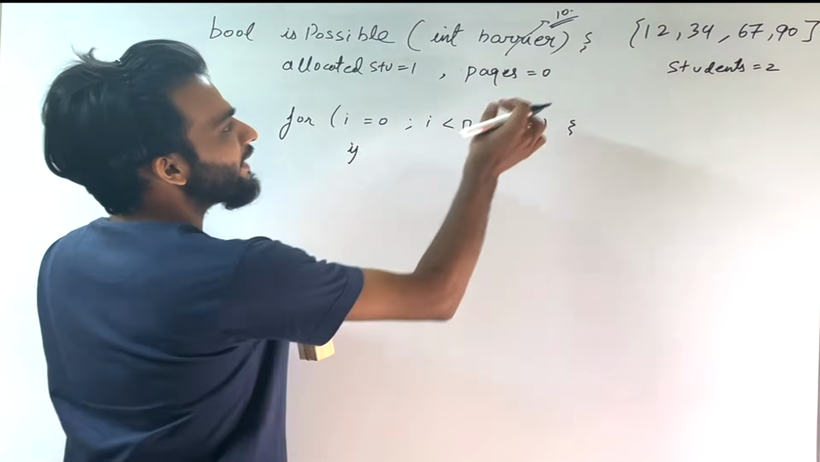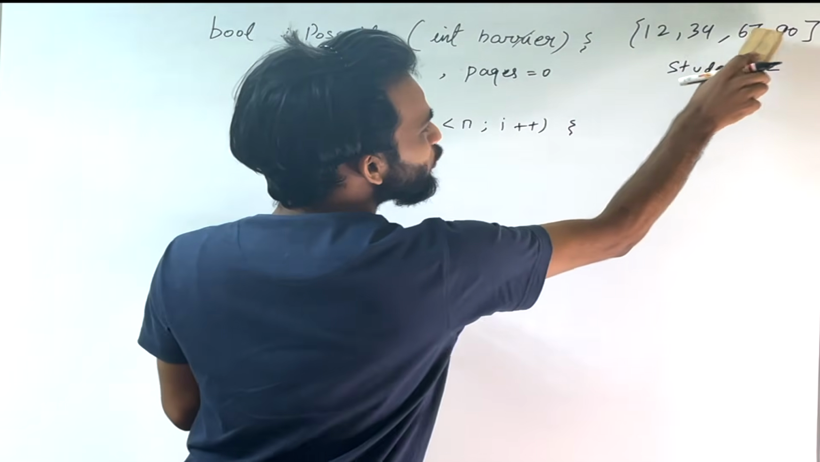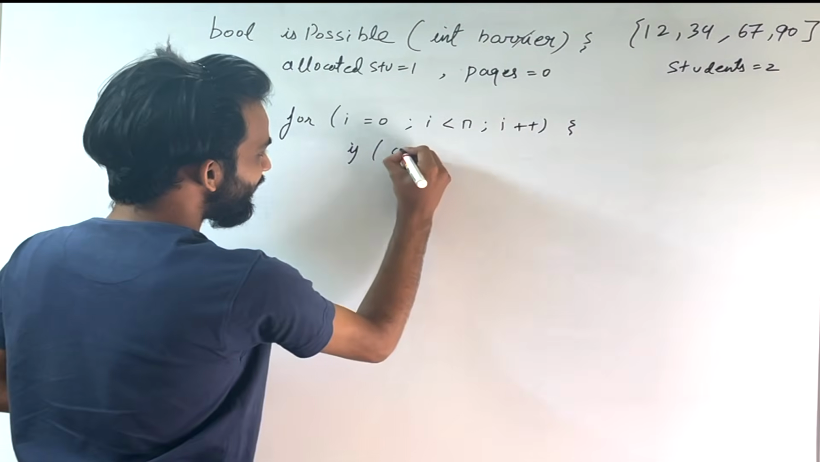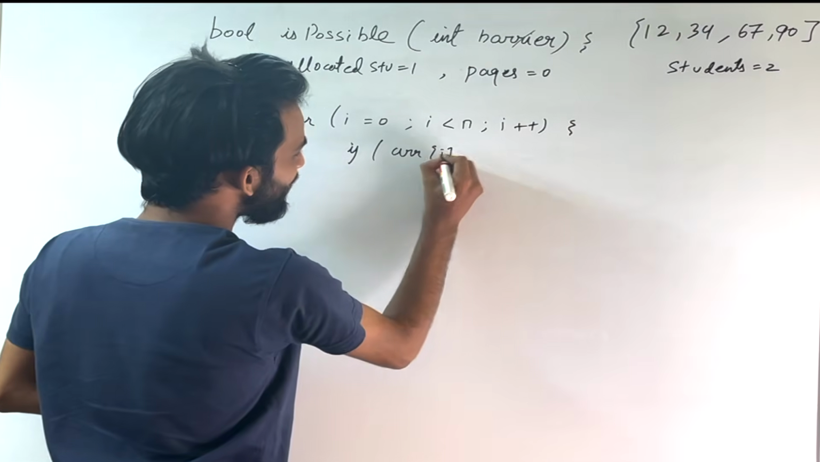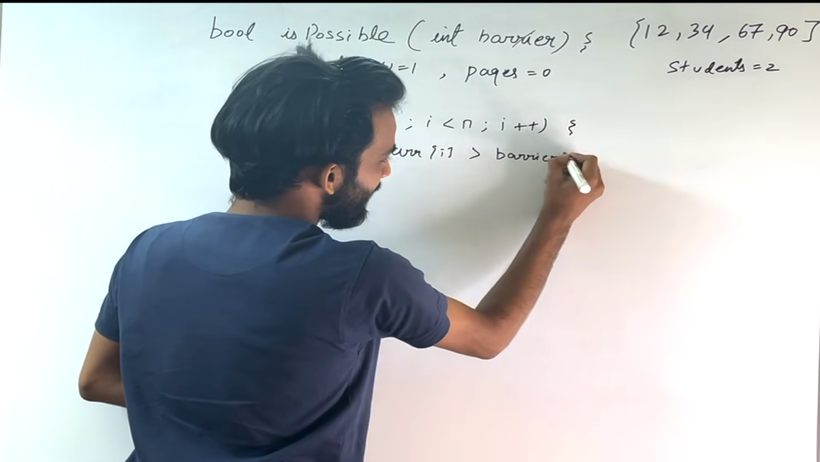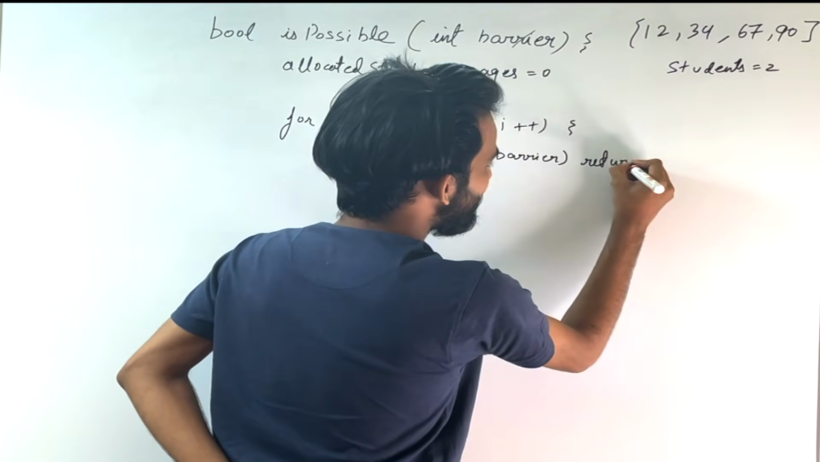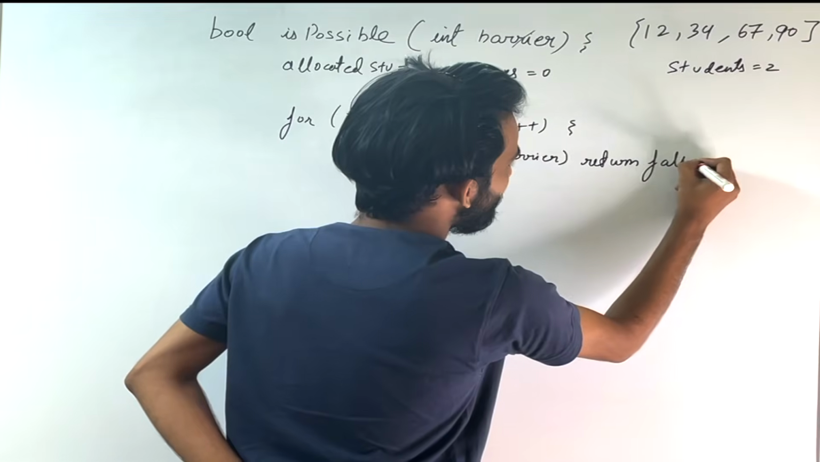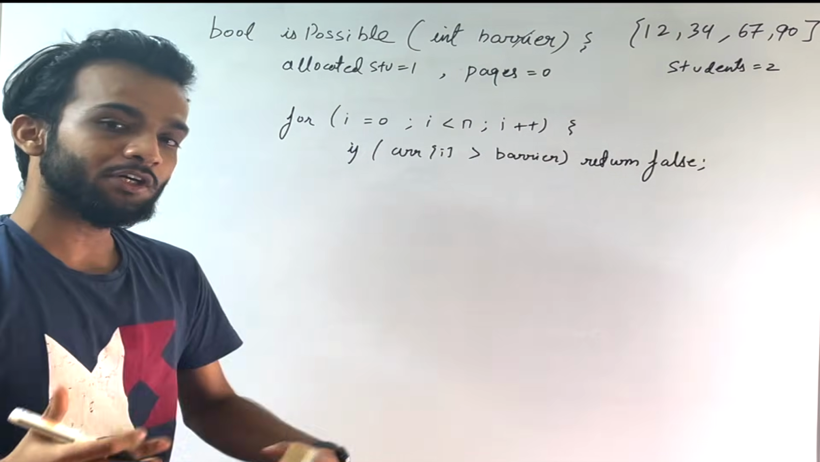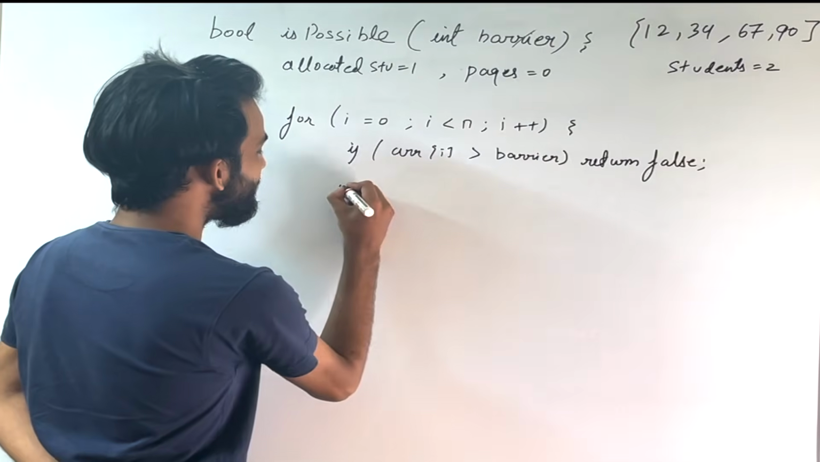And in order to do that, the barrier should be at least greater than the individual elements, correct? So if by chance your individual array element goes beyond the barrier, that means that book cannot be allocated. Hence, I will say by keeping this barrier, I will not be able to allocate. Hence, you'll return false. But what if it is inside the barrier? Then you simply check.